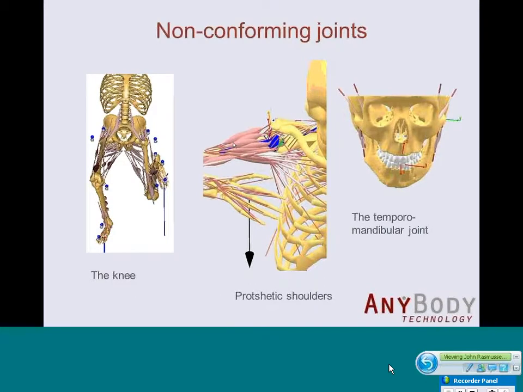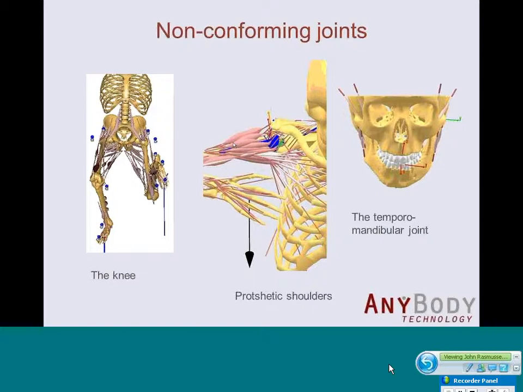Now, non-conforming joints in the body are in many different places. I have listed 3 examples here. The most well-known probably is the knee, and we'll get into much more detail with the knee in just a few moments. Another example is prosthetic shoulders, which are often very loose and in which you have typically a superior migration of the humeral part of the prosthesis when the arm is elevated.